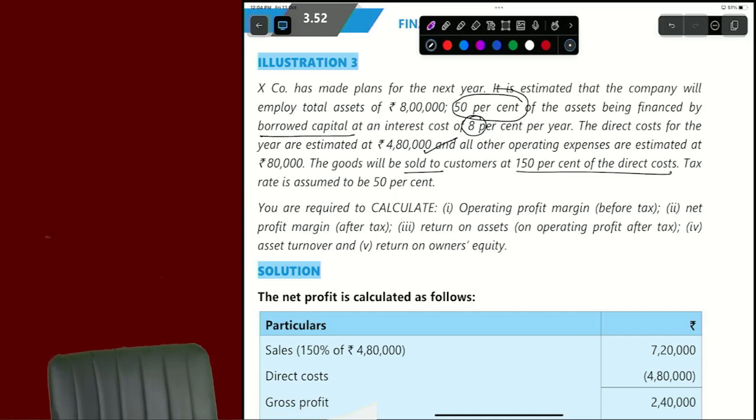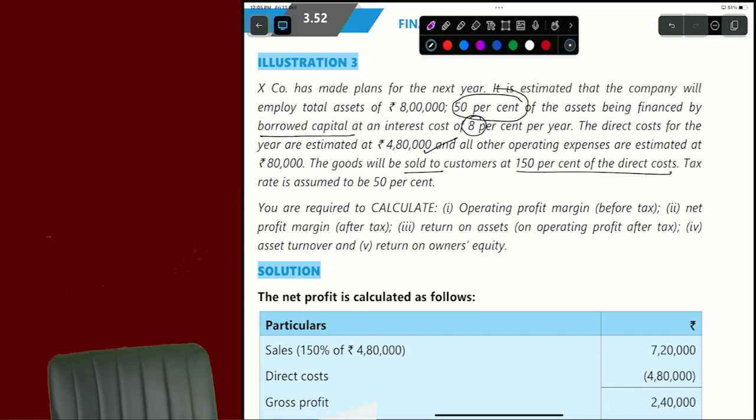Means EBIT into 1 minus T. When I make 1 minus T, what will I get? Operating profit after tax. Generally, what is the formula for return on assets? What is the formula for return on capital employed? Very bad. Start from the beginning again.